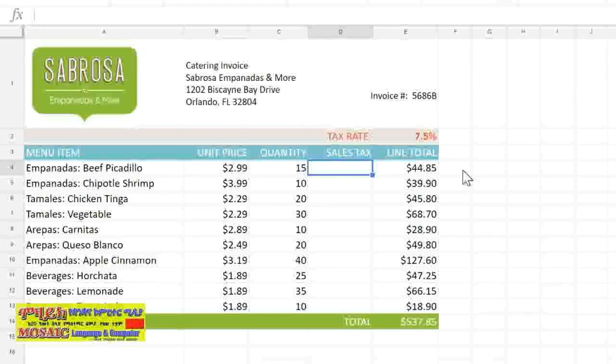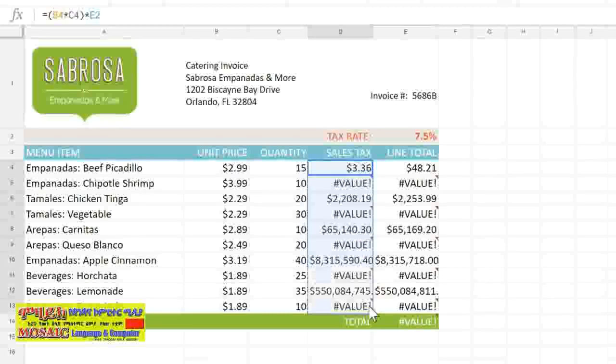In this example, we have a list of catering expenses, and we want to find the total spent on each item. So for the first one, we know we spent $44.85. But what is the total including the tax rate? We can find the answer by multiplying. I'll type the equals sign, then B4 times C4 times E2.